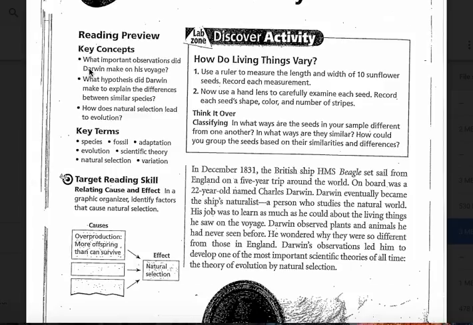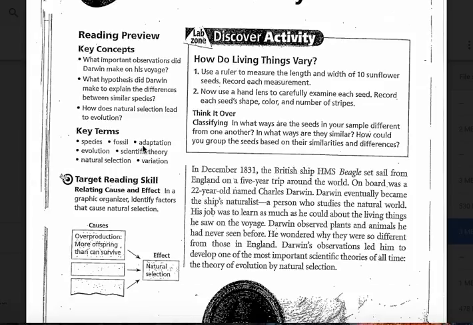What important observations did Darwin make on his voyage? Differences between similar species, and how does natural selection lead to evolution? Some key terms: species, fossil, adaptation, evolution, scientific theory, natural selection, and variation.